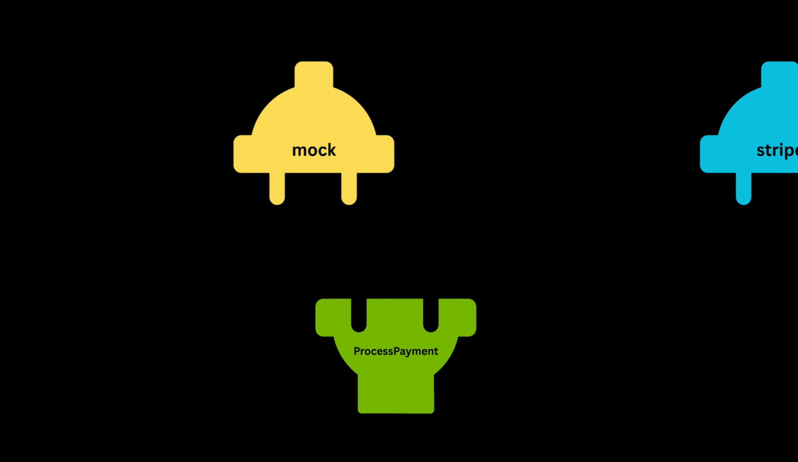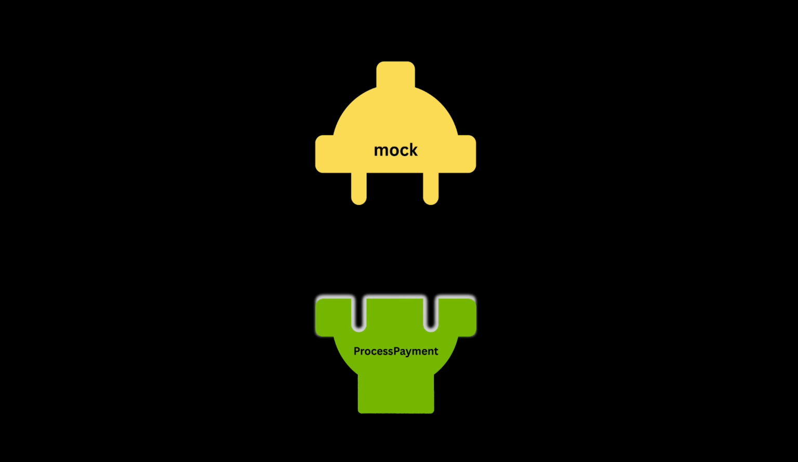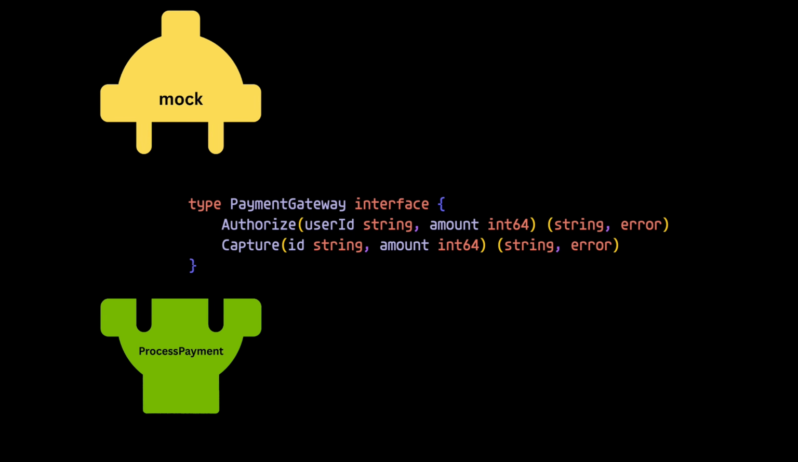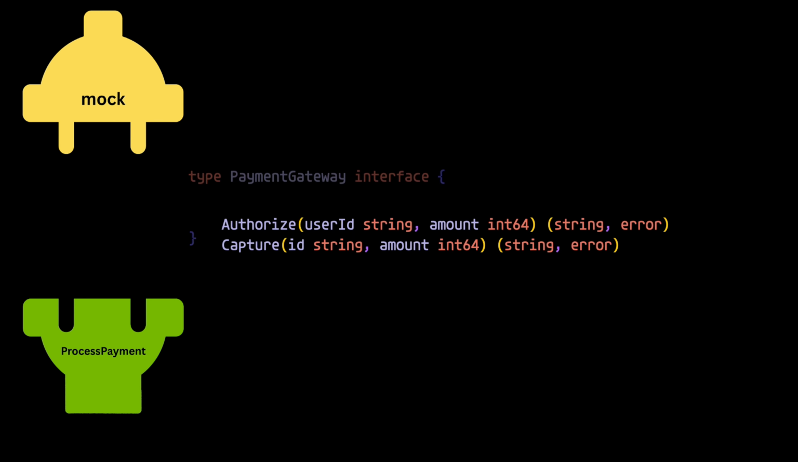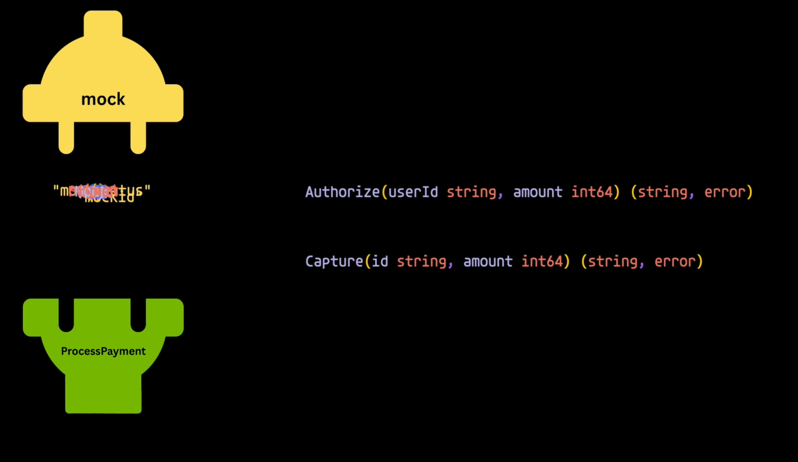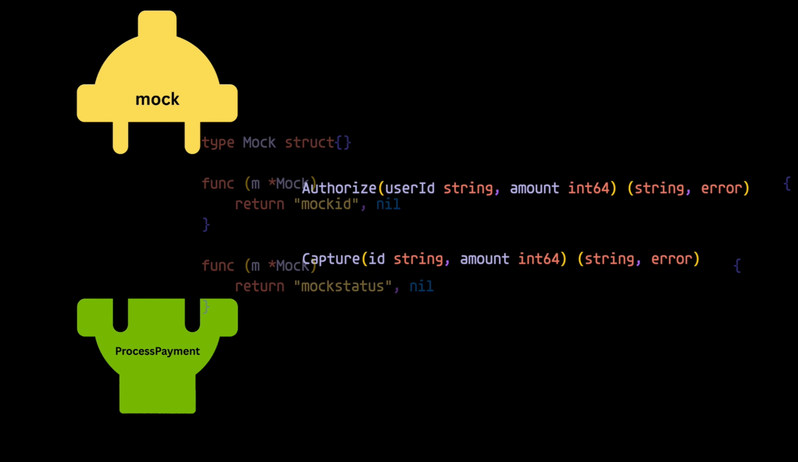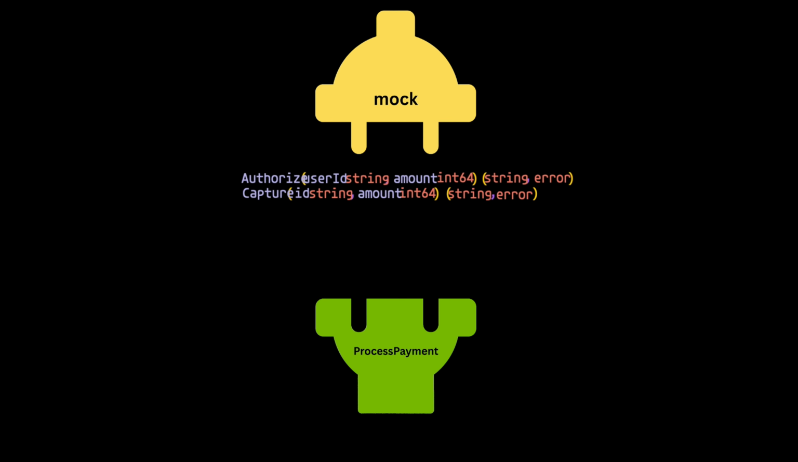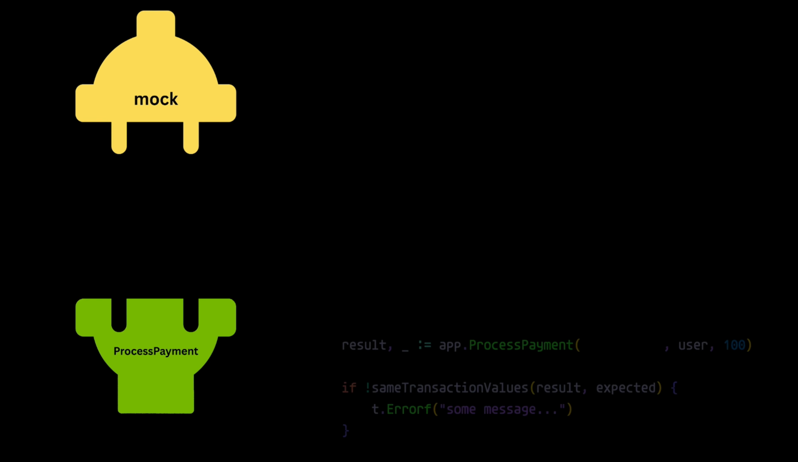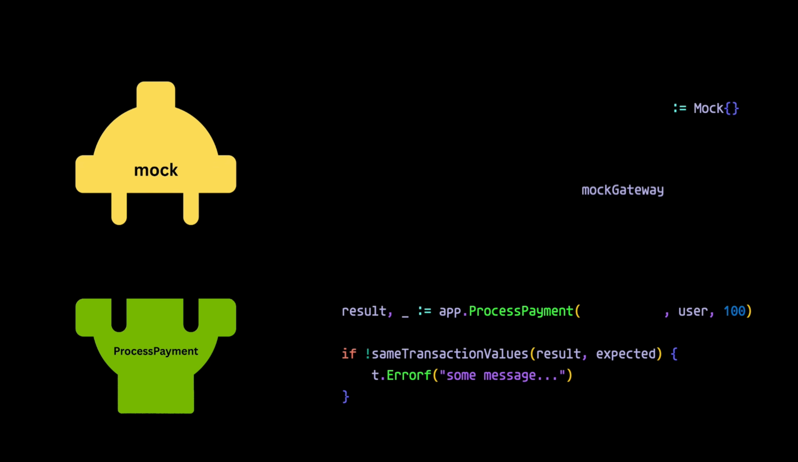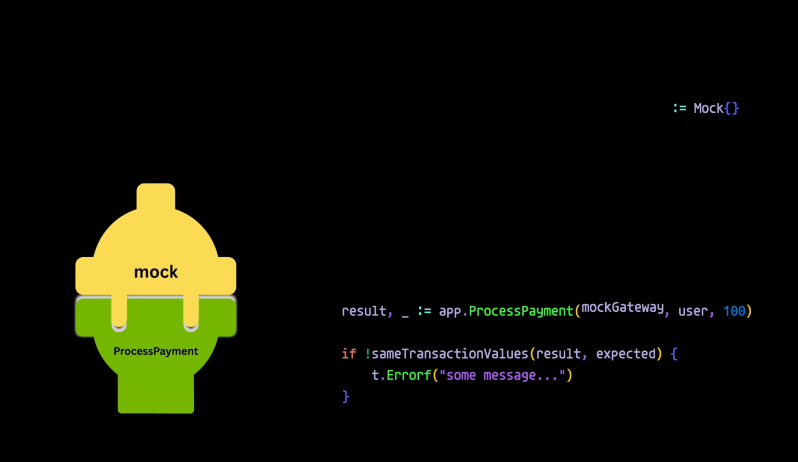Now remember, our function now provides an outlet for other objects to plug into. So if our testing mock gateway conforms to the shape of our outlet, or in other words provides implementations for the functions defined in the payment gateway interface, it then becomes compatible to plug into the process payment function. So in our test, we can plug in the mock gateway when calling the process payment function, and like magic, we can test the process payment code without calling live Stripe APIs.